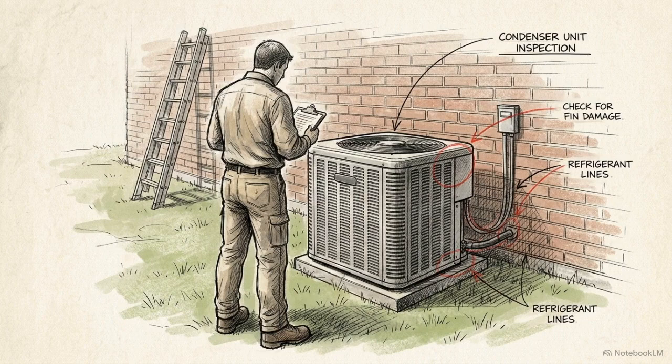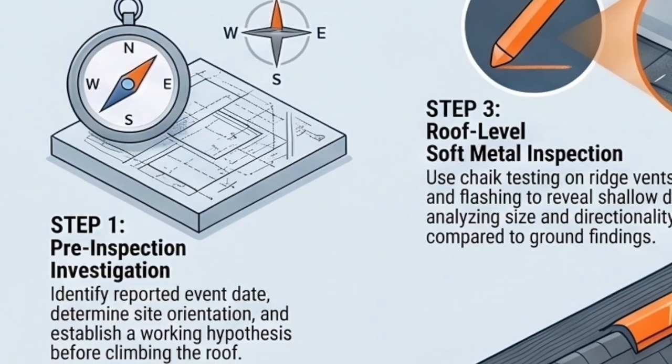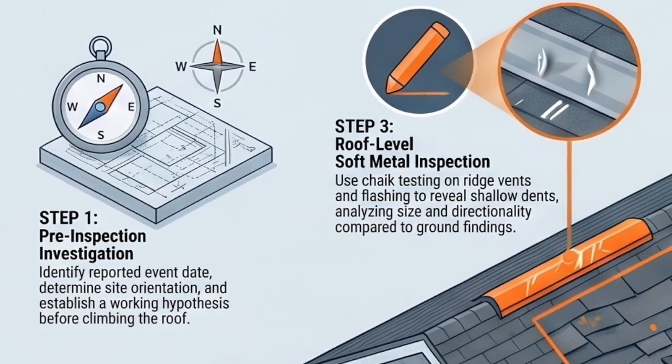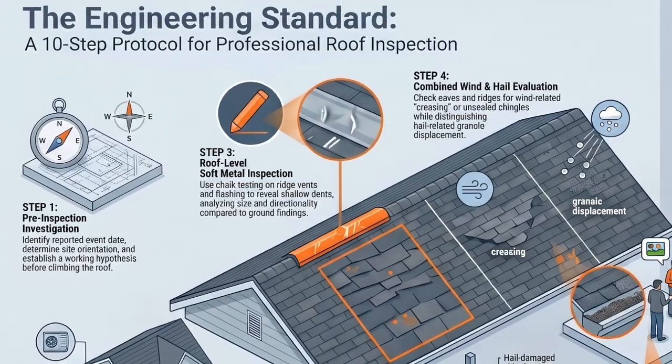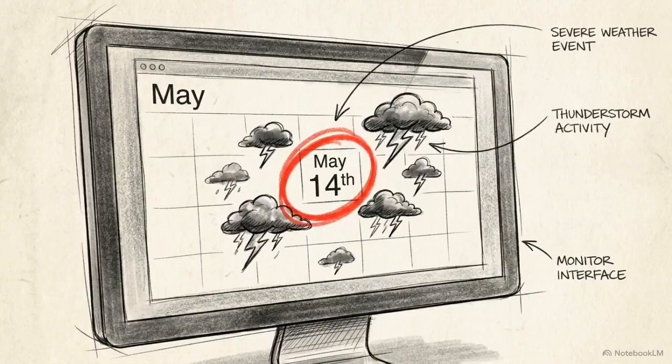So if the house is the crime scene, where does the investigation actually start? It starts before you even arrive at the property. Really? Yeah, it starts with historical meteorology. The very first objective is to identify the reported event. You have to know the specific date, or at least a very tight window of dates, when the homeowner or the insurance company believes the damage occurred. Because if you don't have a date, you are just guessing in the dark.